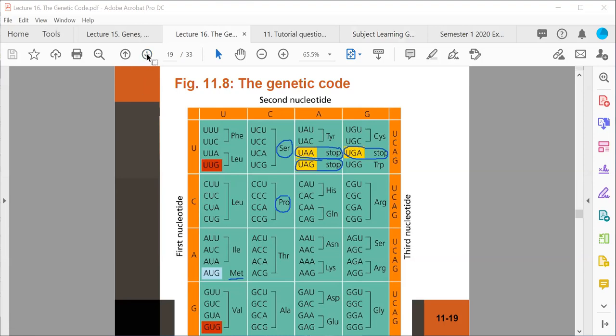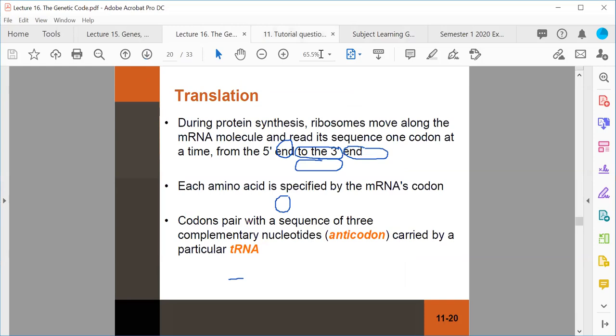All right, so that's the basis of the code. Now we can look at translation, the process of translation. Is everyone good to go on? Or do you need a quick break? Happy to keep going? What about everyone else? All good? All right, let's keep going then.